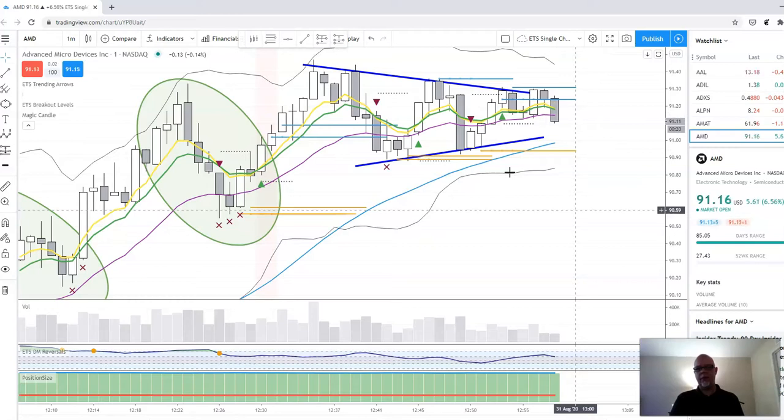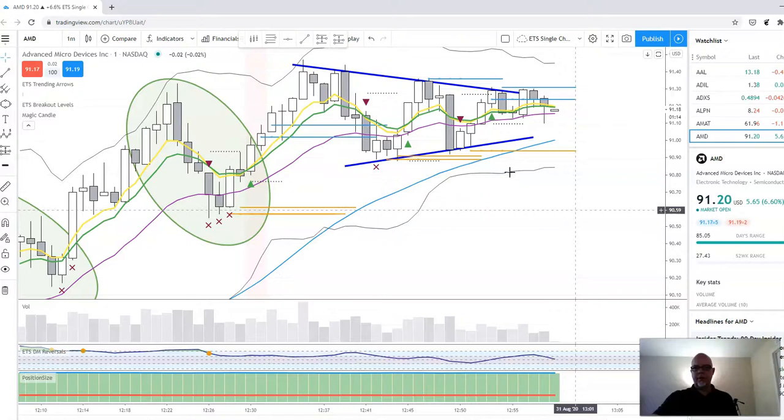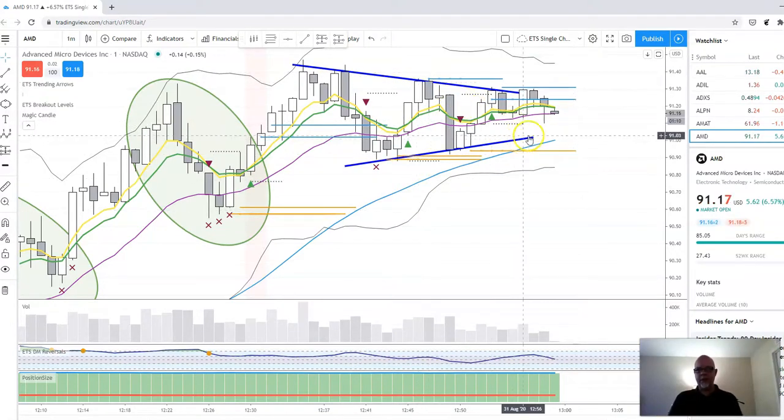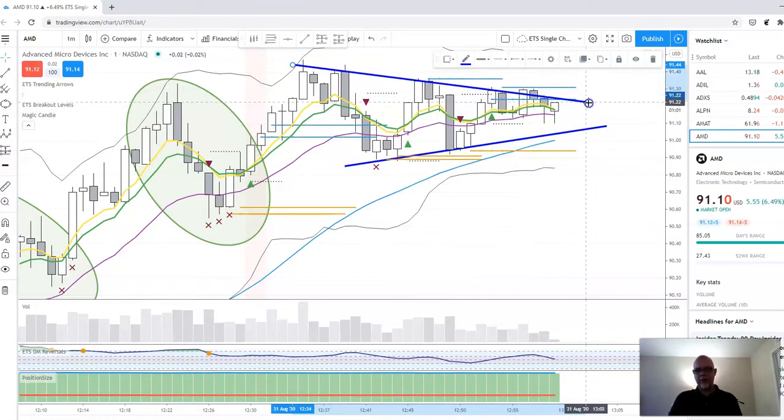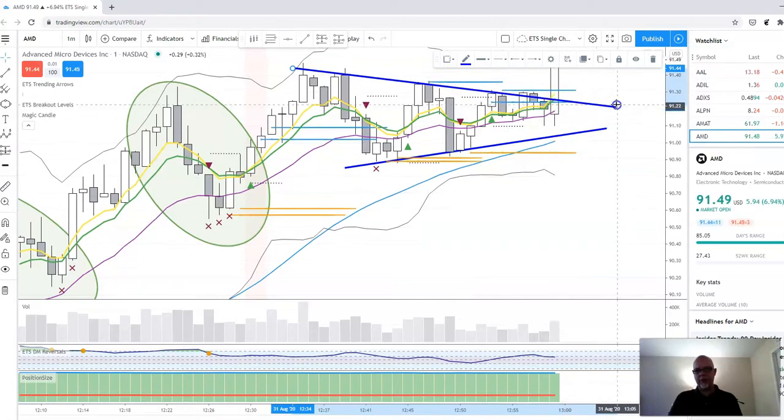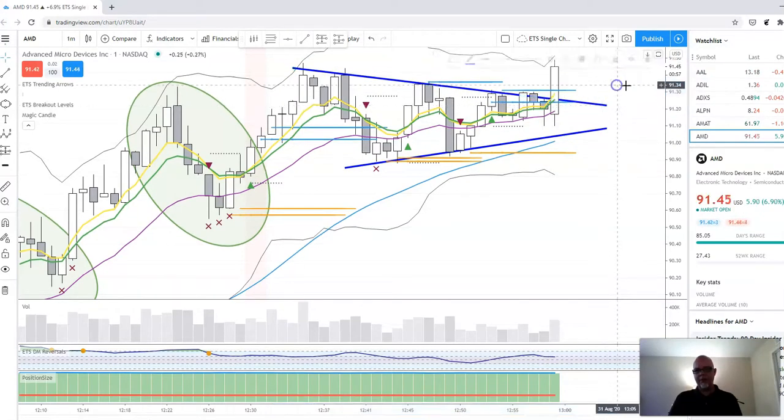Okay, so our wedge is getting a little bit messy here. Not really breaking out as much as I'd expected it would. Extend the lines somewhat. Oh, there we go. There we go. There we go. You can also see the volume spike on that.